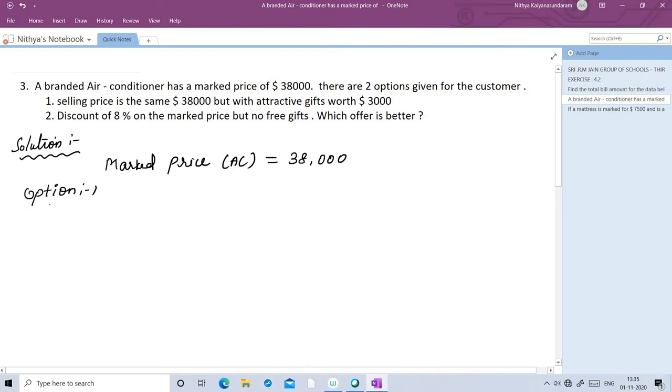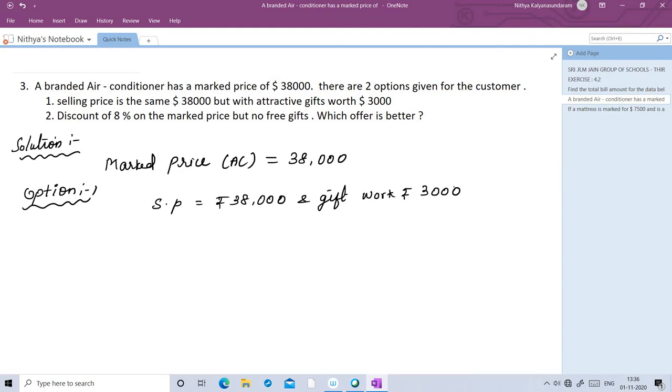Option 1. The selling price is rupees 38,000, the same amount, and the gift is worth rupees 3,000. There is no discount on the marked price, only a gift worth rupees 3,000.